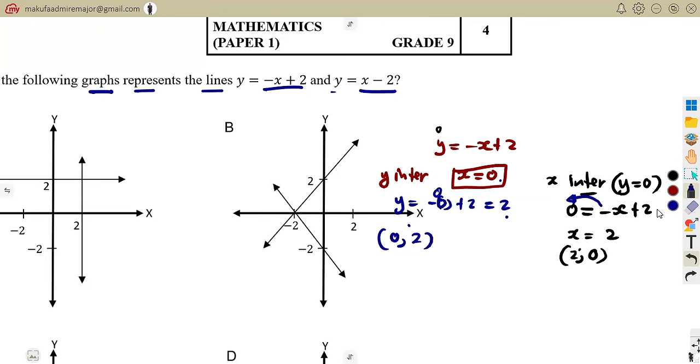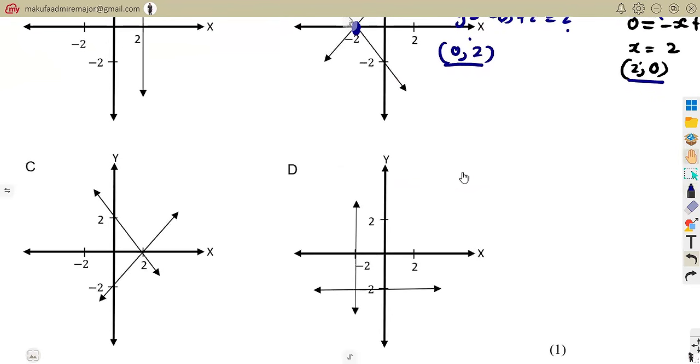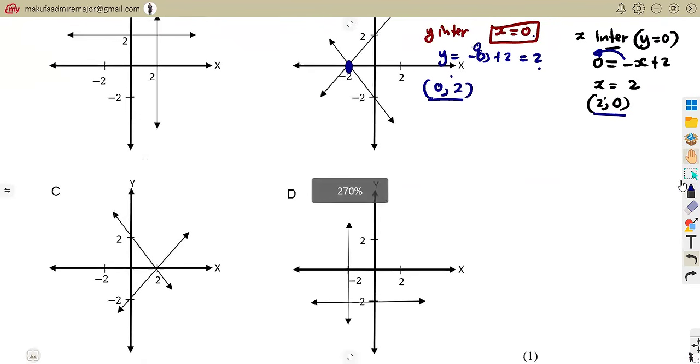So if we check on what we have on this graph, yes, we must have 0, 2 and 2, 0. We do not have that on this graph. This is at minus 2. So that is to tell us that graph B is totally out. The graph that we are just left with is C. Comparing at this graph C, are we having this? 0, 2. Y-intercept is there. That's 0, 2. The x-intercept is at x is equal to 2.